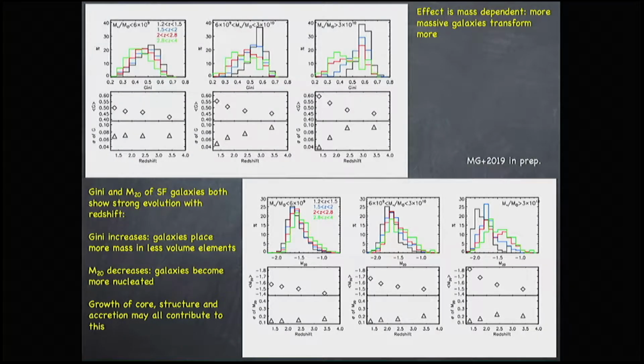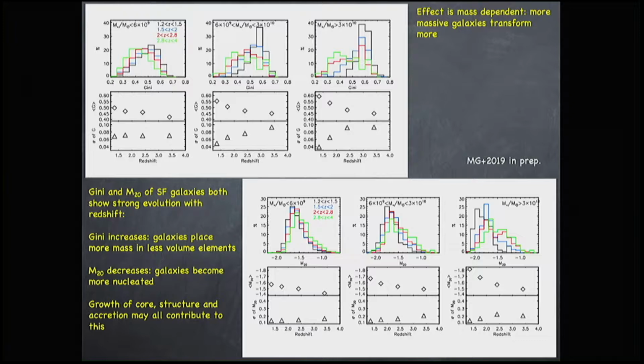What did we find? Plotted here, you see the histogram in 3 mass ranges: small mass, less than 6×10 to the 9, intermediate mass from 6×10 to the 9 to 3×10 to the 10, bigger than 3×10 to the 10, all the way to a few units 10 to the 11 solar masses, stellar mass, of Gini and M20 in 4 redshift bins. What you see here is that, especially at the high mass, there is a very pronounced redshift evolution of the Gini coefficient, in the sense that the Gini coefficient gets bigger as the redshift gets lower.